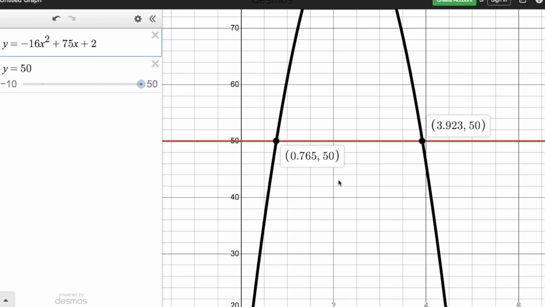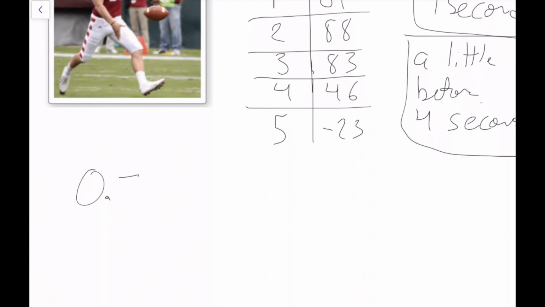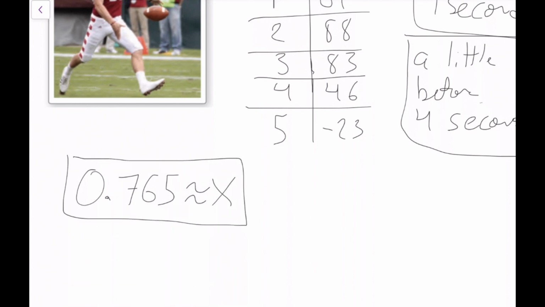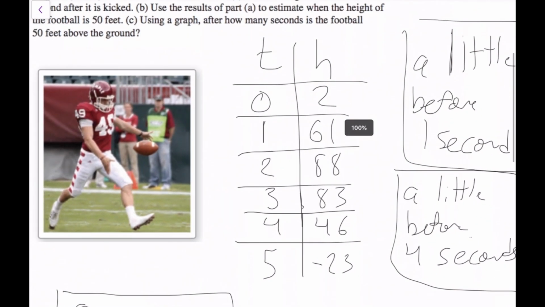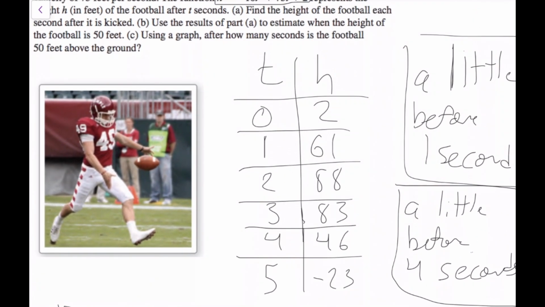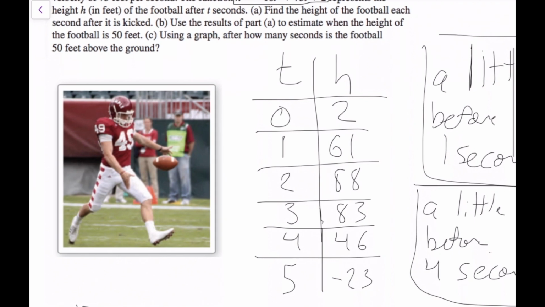So back to the problem, I'm going to write 0.765 is around one of our x answers, which is more exact. And 3.923 is around our other x answer. So we look back at the question for part C. After how many seconds is the football 50 feet above the ground? You know me, whenever we have a word problem, I do like to answer it with a word answer.